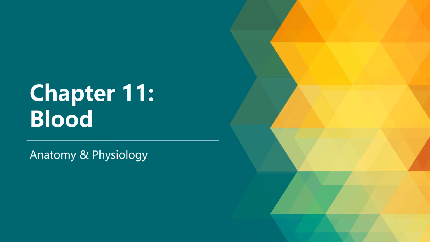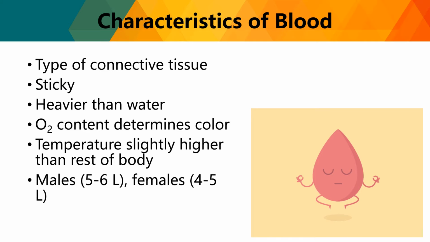For today, I'll be discussing chapter 11, which is all about the blood. For the characteristics of blood, first, it is a type of connective tissue found in your body. It is sticky, it's heavier than water.